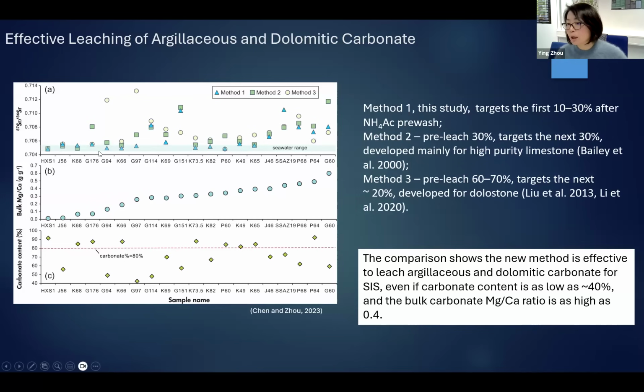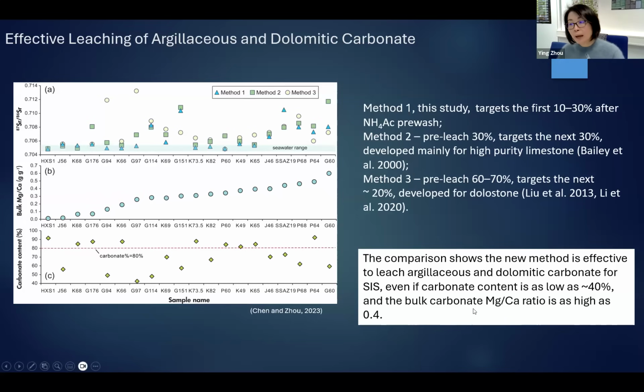So here, method one, this blue triangle, is this study, targeting the first 10 to 30% after the ammonium acetate pre-wash. Method two is we use weak acetic acid to pre-leach 30%, and then the next 30% is used for this value. And method three is pre-leach 60 to 70%, and then targeting the next 20%.